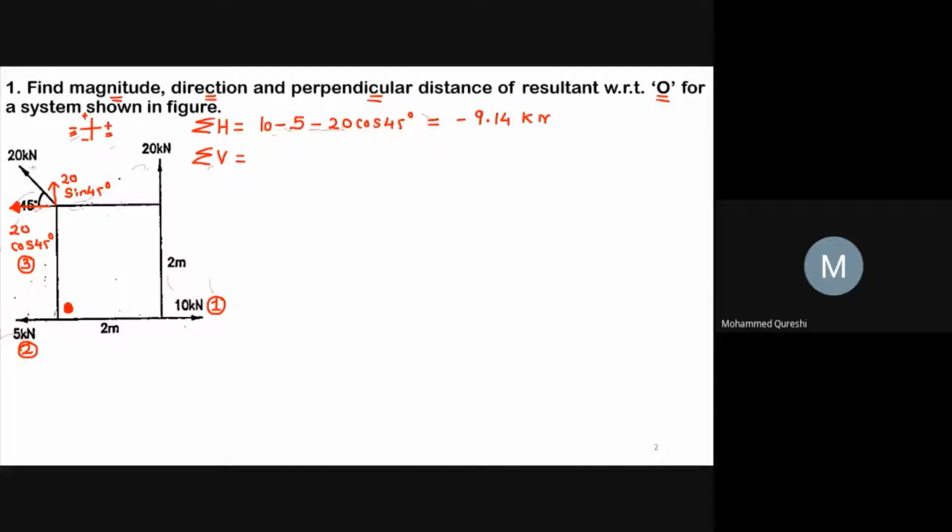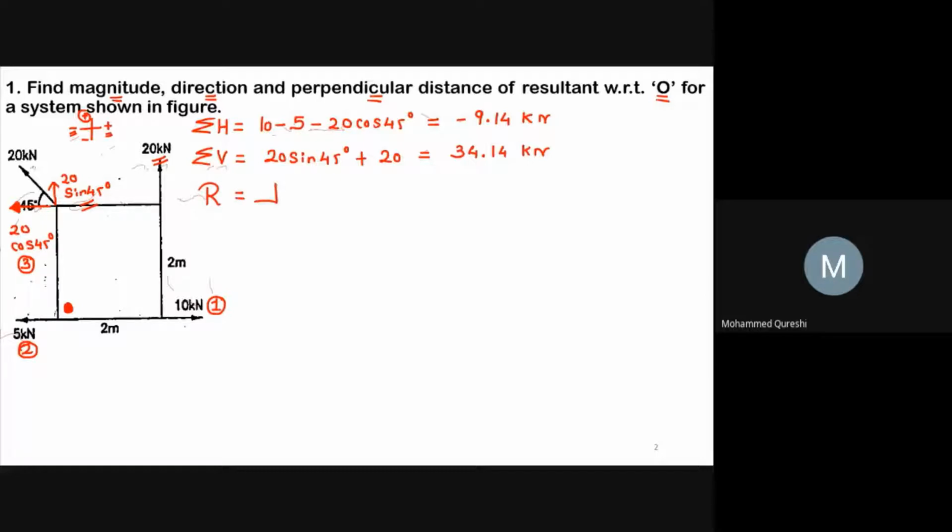Now we will go for the summation of all the vertical forces. Our first vertical force is 20 sin 45 in the upward direction, and hence it will be positive. Our second vertical force is 20 kilonewton. It is also going towards the positive y-axis, and hence it will be positive. So I will write plus 20, which equals 34.14 kilonewton.